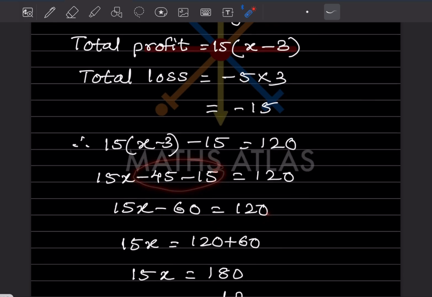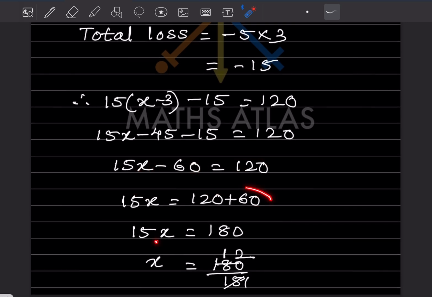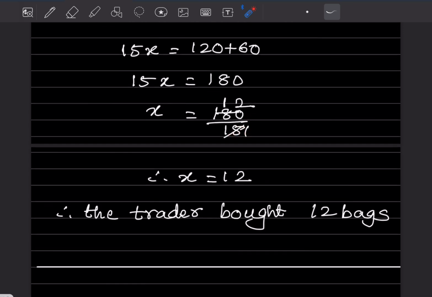So this is 120. So 15x will be 120 minus 60, which is going to be plus 60. So 15x is going to be 180. So x is going to be 180 divided by 15, which is 12. So x is 12. So we can say that the trader bought 12 bags.